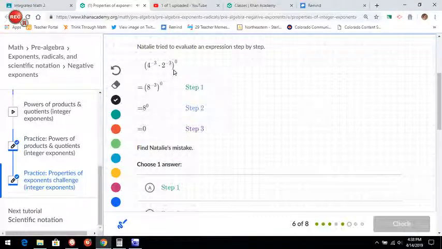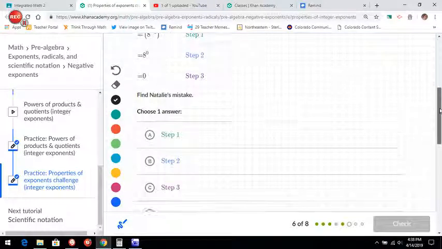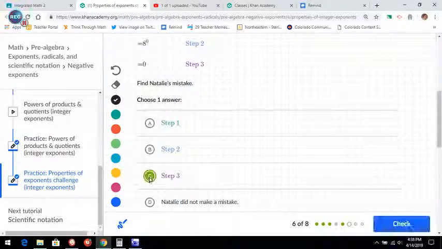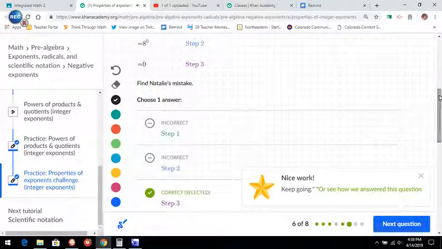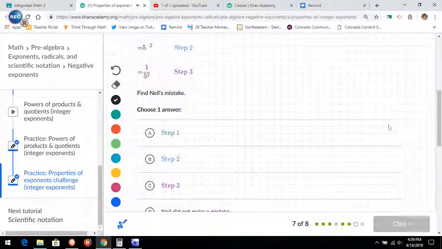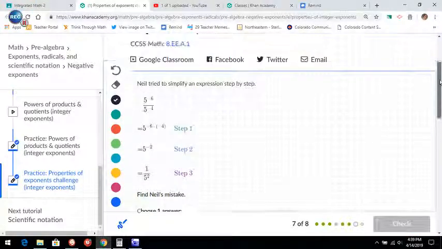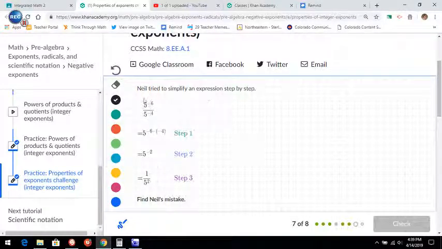Okay, anything raised to the 0. This is like the same problem we were doing a second ago. Her mistake is in step 3. Okay, this wasn't as bad as I thought it was going to be. For some reason, I thought you were going to get a whole bunch of negative exponents. Oh, speak of the devil.